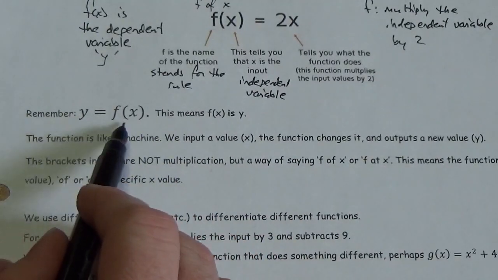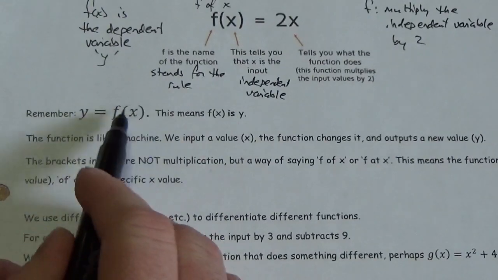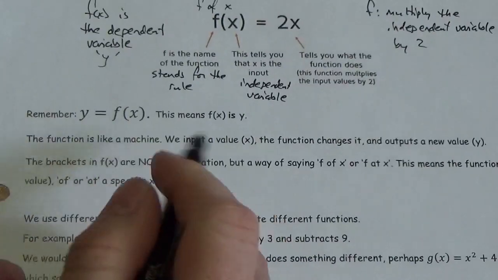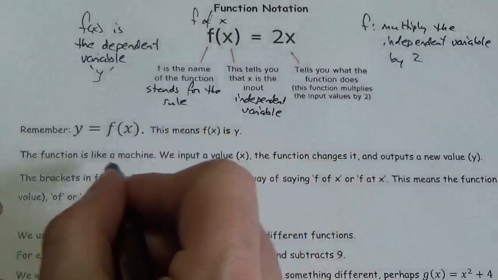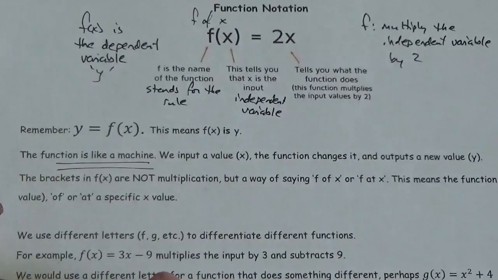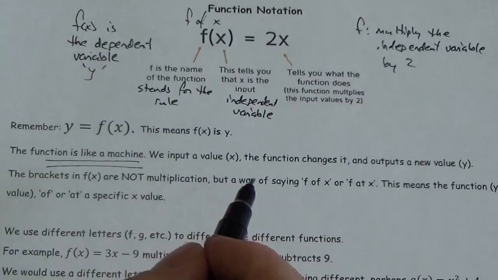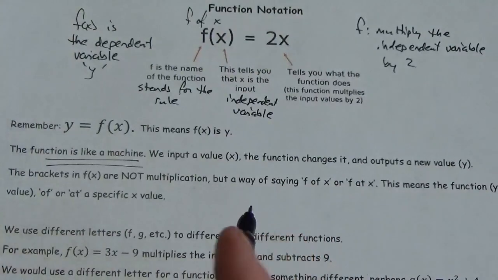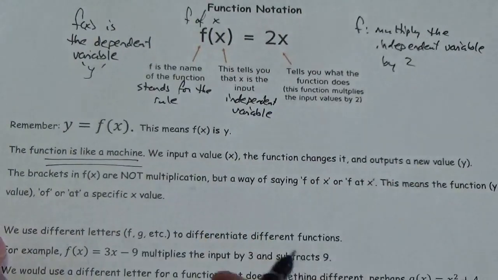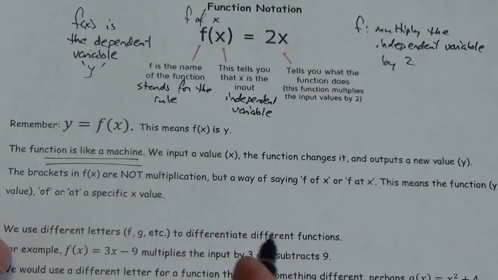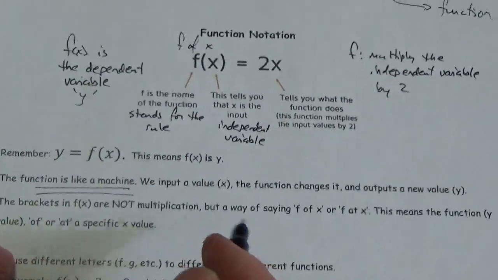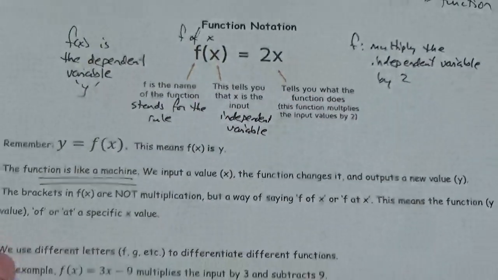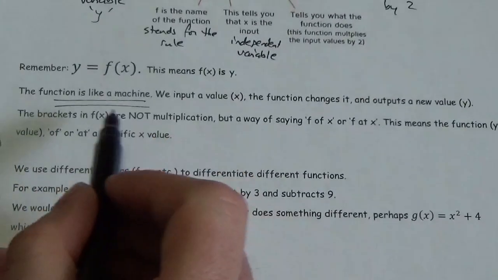So let's just read through what's being said here. Remember that y is equal to f of x. That's because f of x altogether is the dependent variable. So f of x is y here. And it's like a machine. It really is. This is a great way to describe it. You have an input value, okay? That is your independent variable here. And the function changes it and spits out an output value. That's the y value. And remember that whole thing there is the dependent variable. That is equal to the value of the dependent variable.